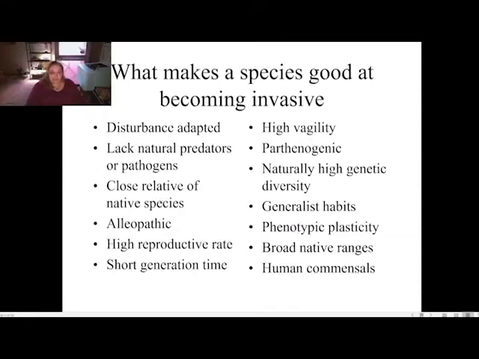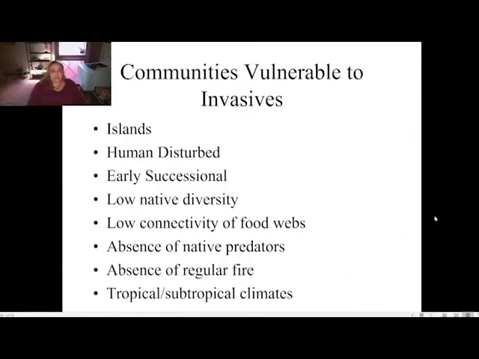And then we have communities that are vulnerable to invasives. While all communities can have invasives, obviously you can find invasives pretty much anywhere on Earth, there are quite a few communities that are exceptionally vulnerable. And the main one is really islands. Islands are smaller areas and they have relatively impoverished biotas and possibly more open niches. So there's more places for these invasives to fill.